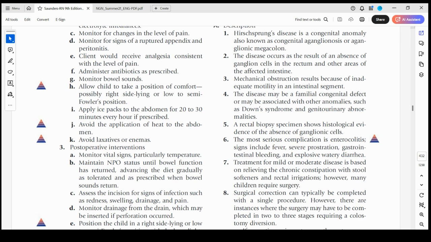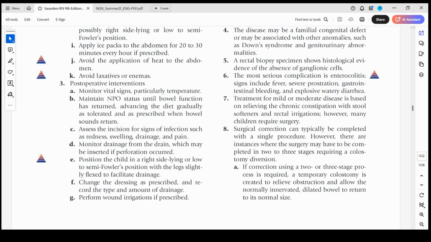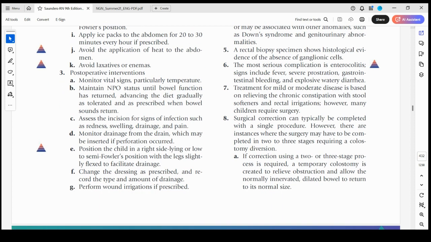Well, what does that cause? It causes mechanical obstruction because they don't have those cells that help with motility. So there's inadequate motility in an intestinal segment where those cells are absent. The disease may be a familial congenital defect, and can be associated with Down syndrome, other anomalies, and genitourinary abnormalities. The most serious complication is enterocolitis. Signs include fever. This patient didn't have any fever, severe prostration, GI bleeding, or explosive watery diarrhea.